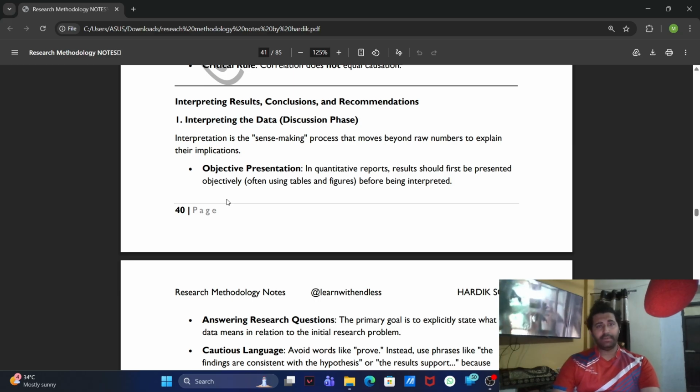Next topic, interpreting results, conclusions, and recommendations. Interpreting the data, the discussion section. Interpretation is the sense-making process that moves beyond raw numbers to explain their implications. Objective presentation: in quantitative reports, results should first be presented objectively, often using tables and figures, before being interpreted.